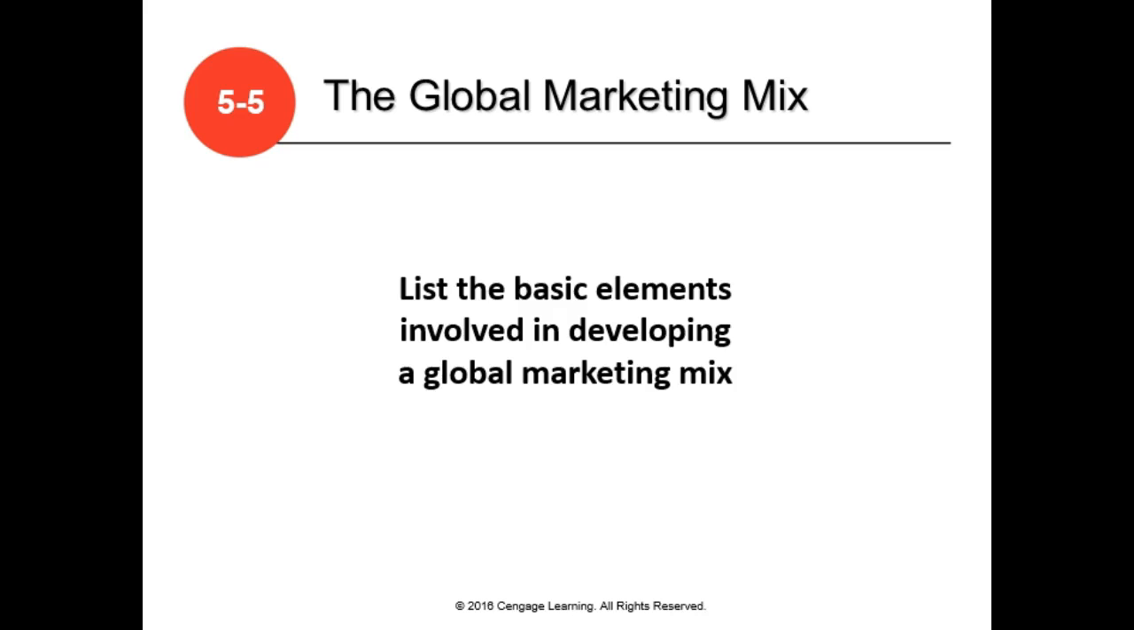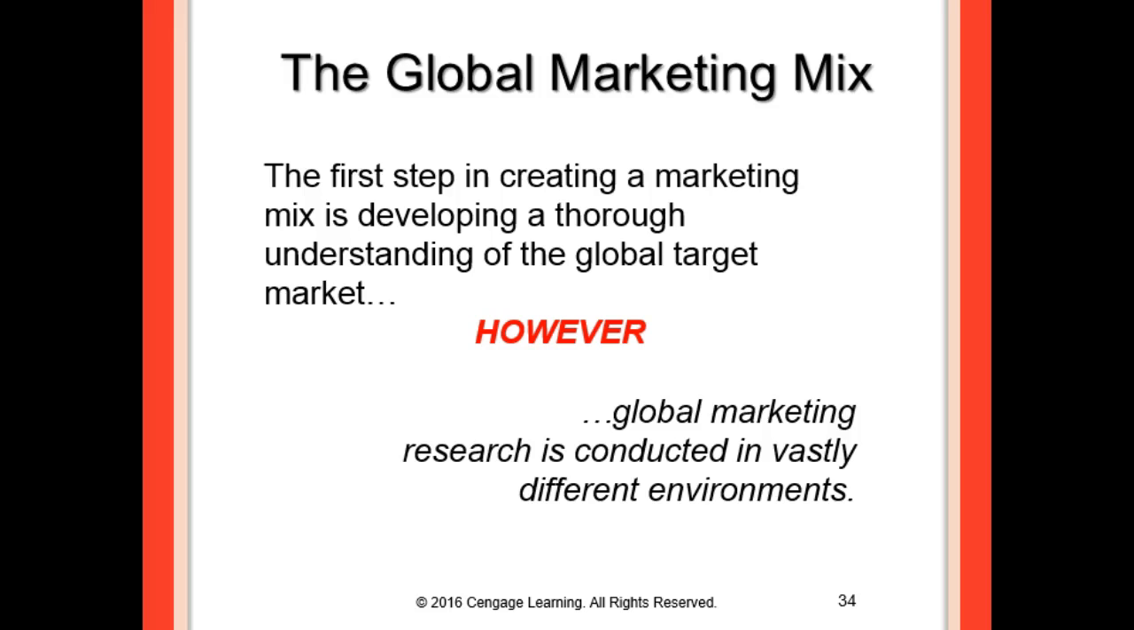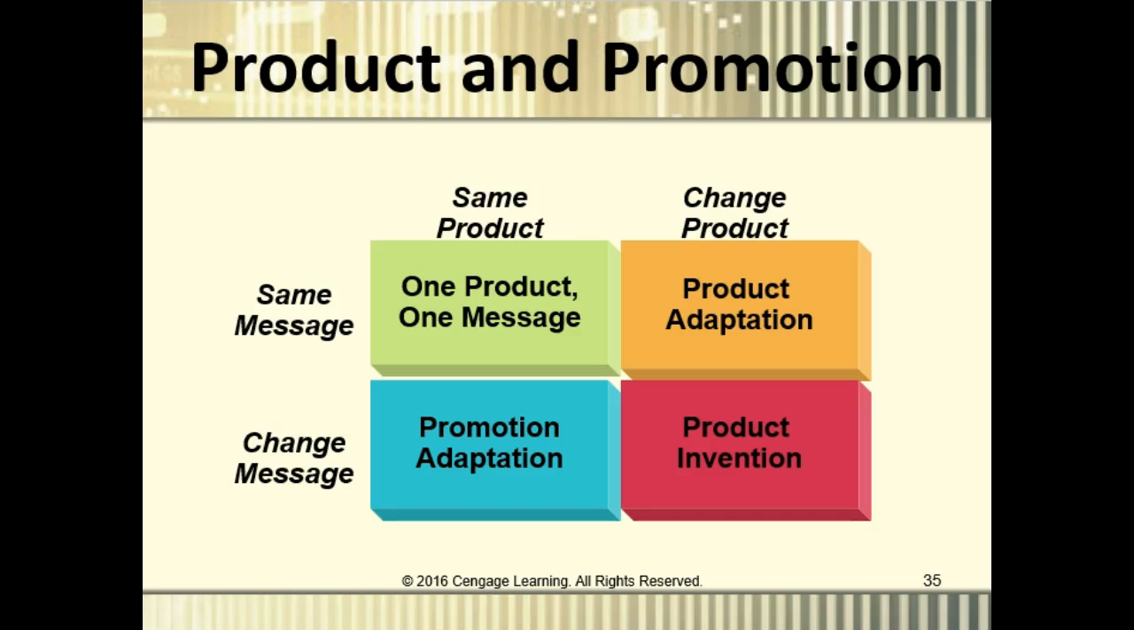All right, now the next part is listing the basic elements involved in developing a global marketing mix. Now remember, the marketing mix is your 4 Ps: your price, your product, your place, and promotion. The first thing you need to do is understand your target market. Remember, a more defined, more specific group of people. You need to make sure that you are focusing on the target market first so you can develop your marketing mix around that particular target market.